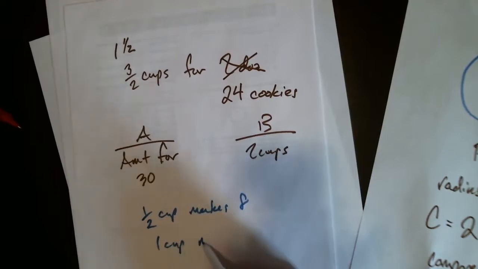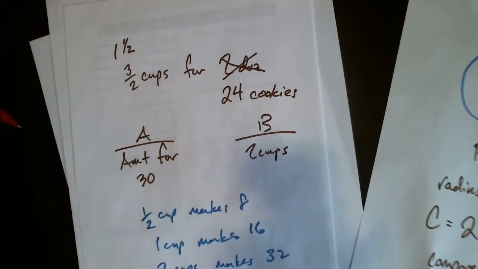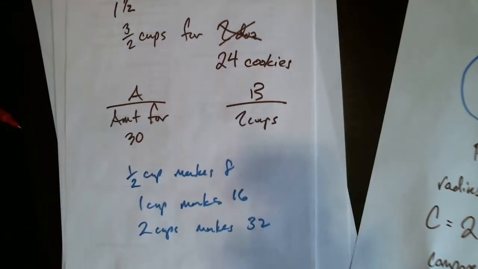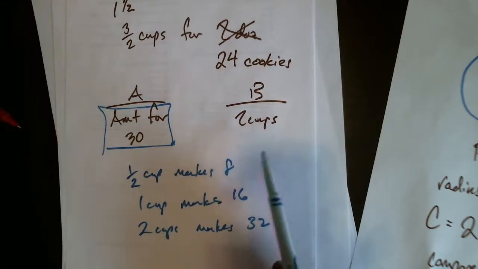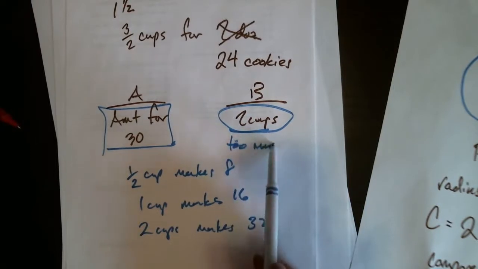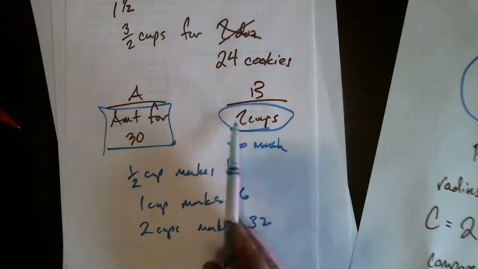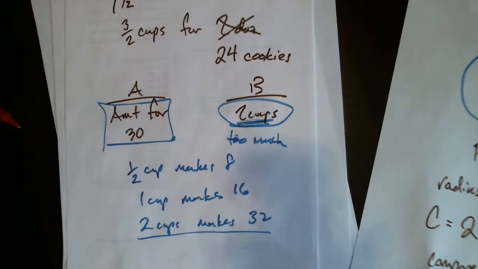1 cup makes 16. 2 cups makes 32. Got it. And now we're at a spot that helps us answer the question. Because if I need to make 30 cupcakes or cookies, whatever it was, this is too much, right? Because 2 cups makes 32.